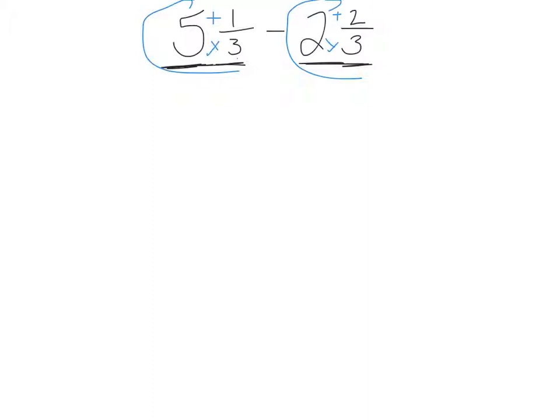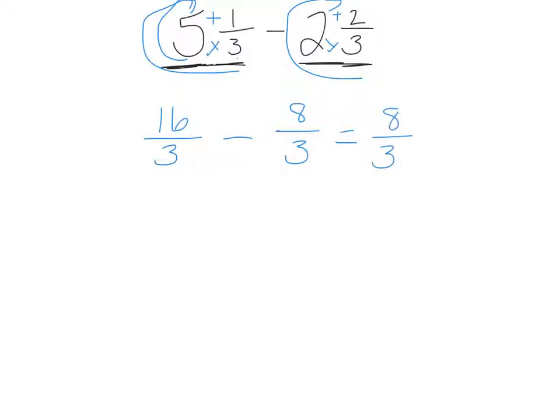I know 3 times 5 is 15, and 15 plus 1 is 16. So this improper fraction would be 16/3. 3 times 2 is 6, and 6 plus 2 is 8. So this improper fraction would be 8/3. 16 minus 8 is 8/3.